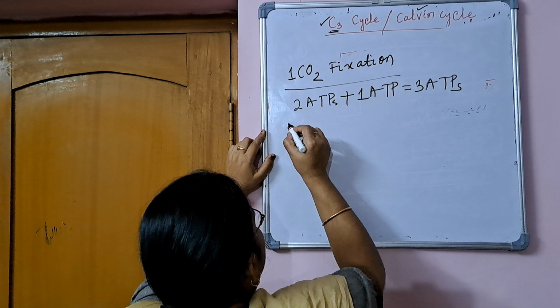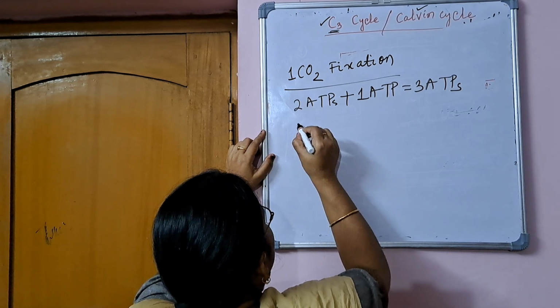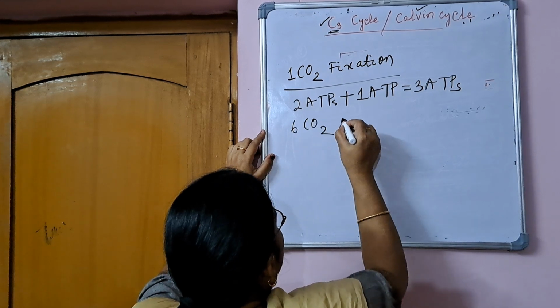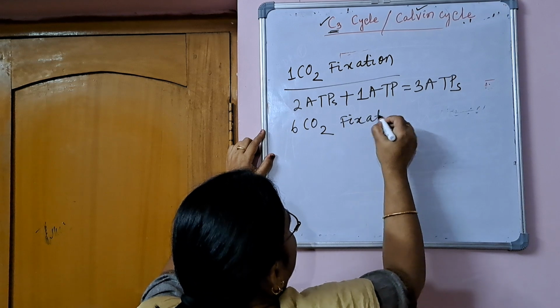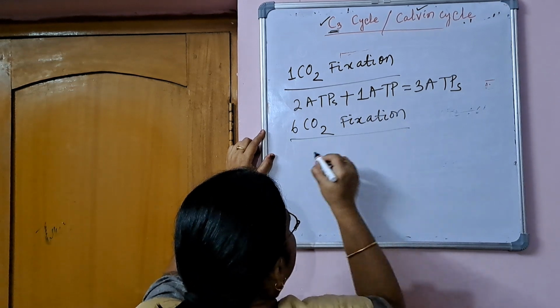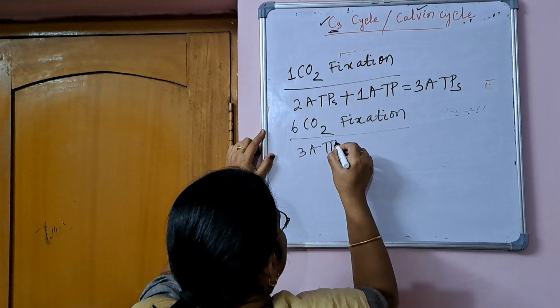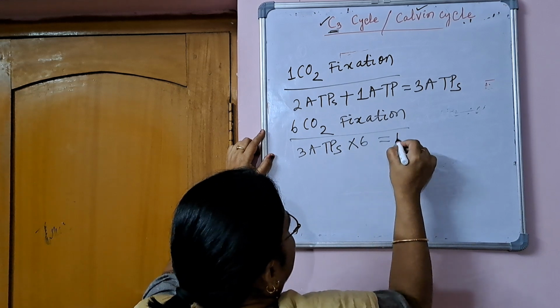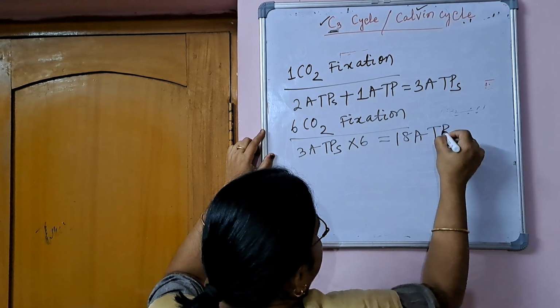Clear? And whenever 6 CO2 undergo fixation, how many ATPs will be needed? 3 ATPs into 6, 18 ATPs are needed.